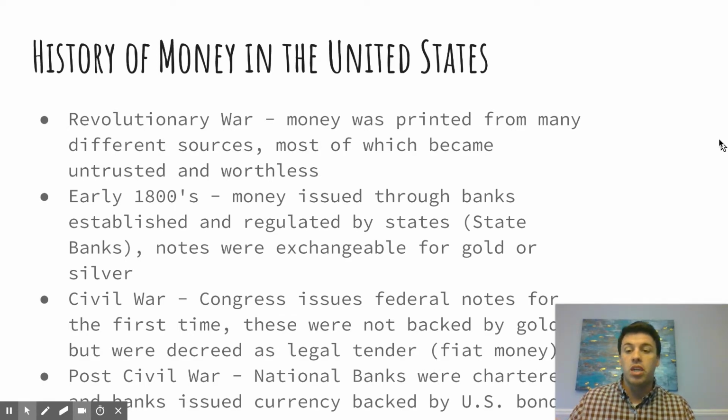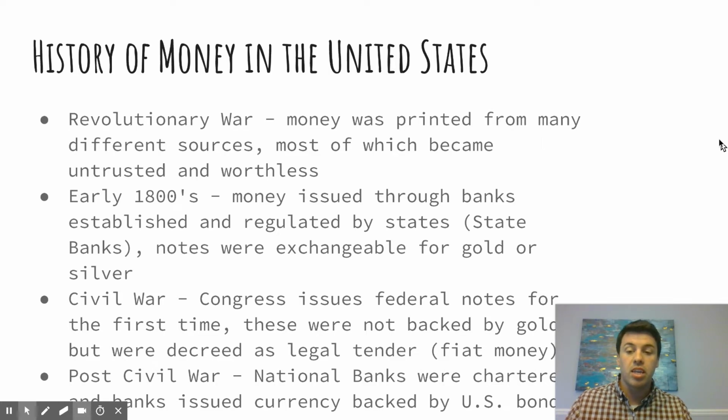Most of this is going to be untrusted and/or worthless because of the lack of trust that it actually has value. So in the early 1800s, after we are actually independent, we begin issuing money through state banks that are regulated individually by states. That creates some issues as well because transferring money from state to state becomes a problem. And these notes, the paper money that were created, are exchangeable for gold and silver at the time.